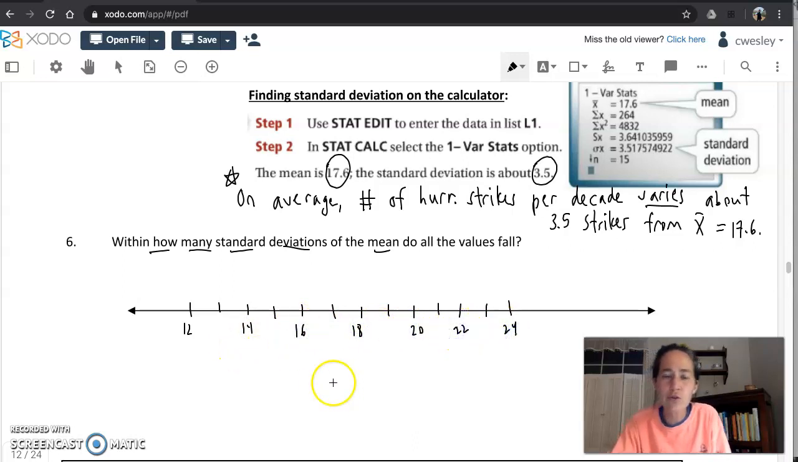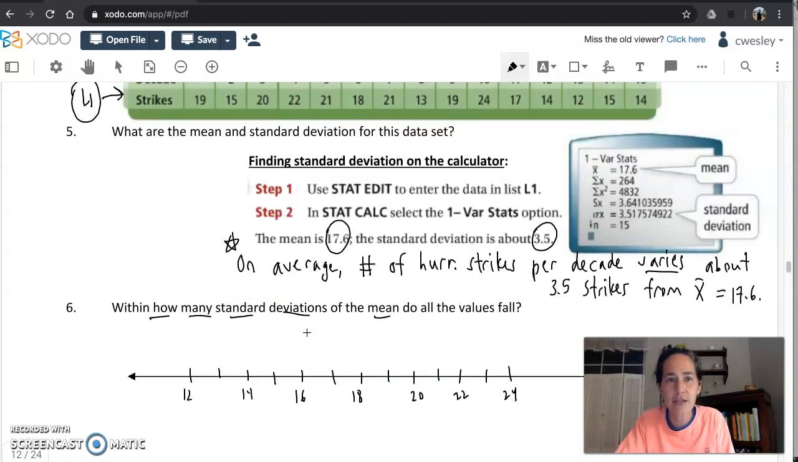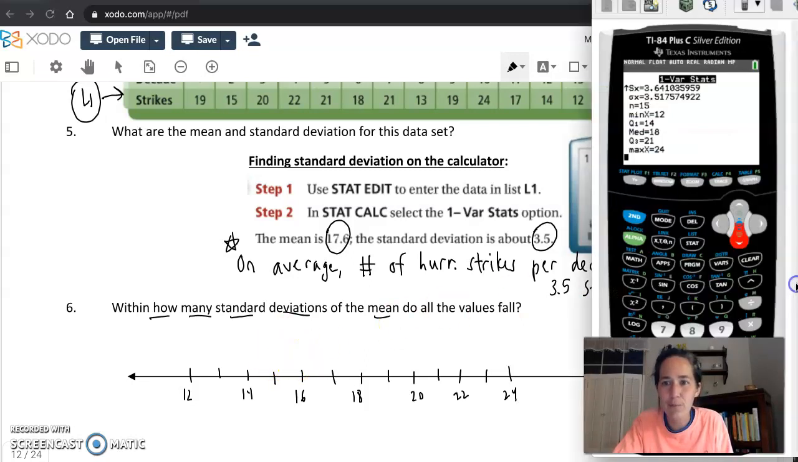So just to be able to show you guys the spread of these values better, we could have made a box plot, but this is called a dot plot. You're going to put a dot, or in our case an X, floating above the number line at each of the values for the hurricane strikes. So the first one I see is a 19. And actually for the next step, I do want to see these data values in order, so I might as well practice with that now.